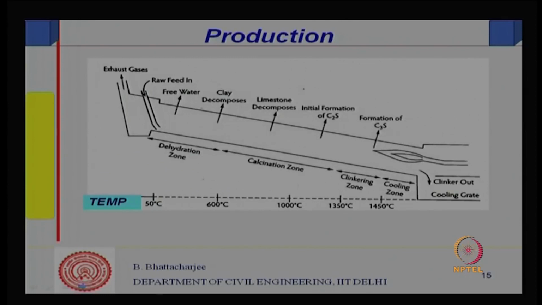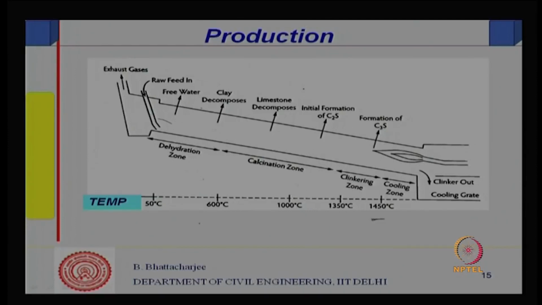If we look at the kiln, where the feed enters, this is the dehydration zone, where water will move out if there is any free water at 50 to 100 degree centigrade. At 600 degree centigrade, clay decomposes, right. All exhaust gases go out through this, so water vapor will move out along this direction. The heat is supplied from here by a burner, through which you actually supply the heat. This zone is somewhere here at 1500 degree centigrade, this is inclined a little bit, and this is a rotary kiln.